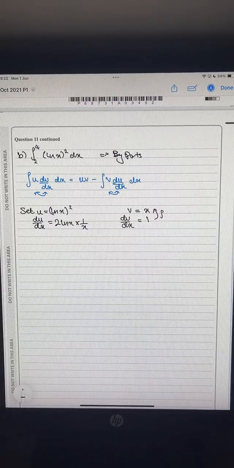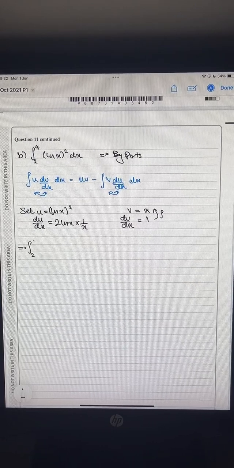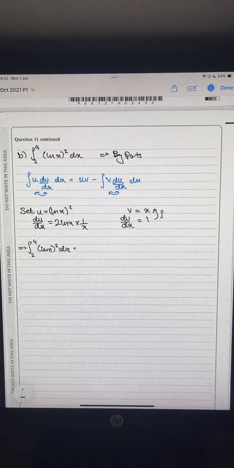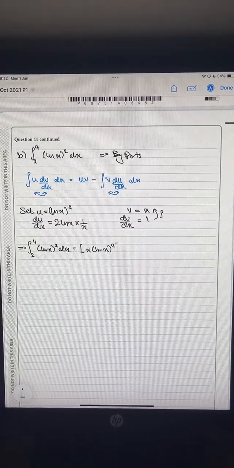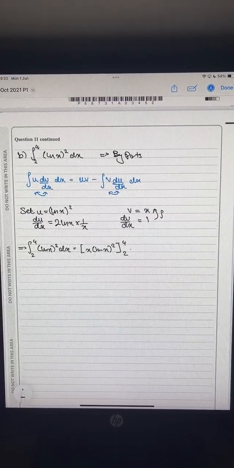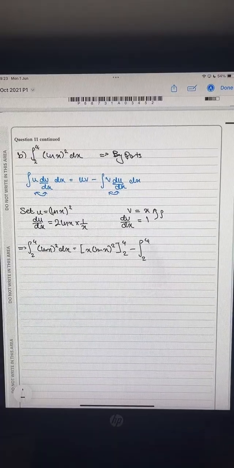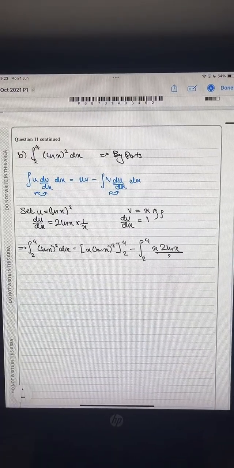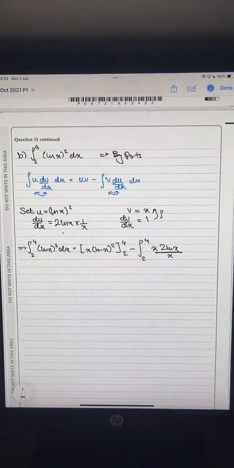And then all we have to do is sub into our formula. So we have the integral from 2 to 4 of ln x squared dx is equal to uv, which is x ln x squared from 4 to 2, minus the integral from 2 to 4 of x times 2 ln x divided by x, because that's v, x, times by du by dx, which is this thing over here.